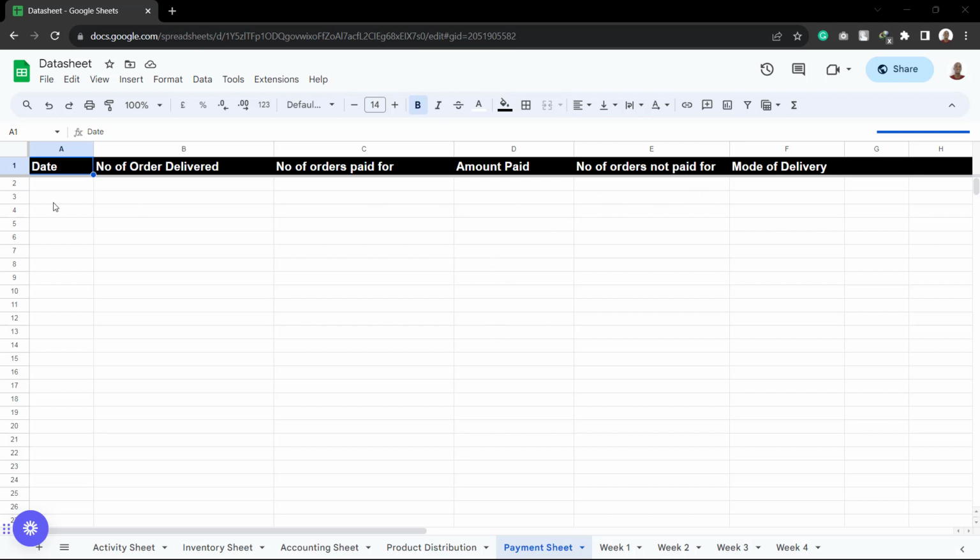So in this sheet, we'll be able to track the number of orders that have been paid for and the number of orders that are yet to be paid for. And the last one is the mode of delivery. Maybe we sent it out via GIG, or we sent it out via our delivery person at a specific state, or through any other delivery agent. So that mode of delivery will be stated here. The essence of this sheet is for us to track the products that have been paid for and the products that are yet to be paid for.